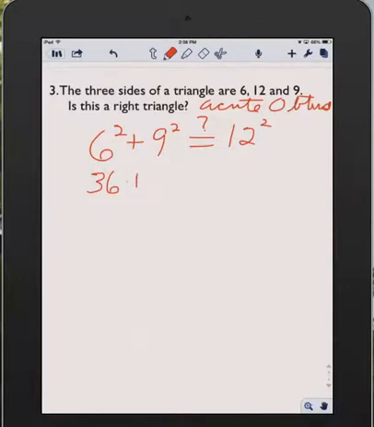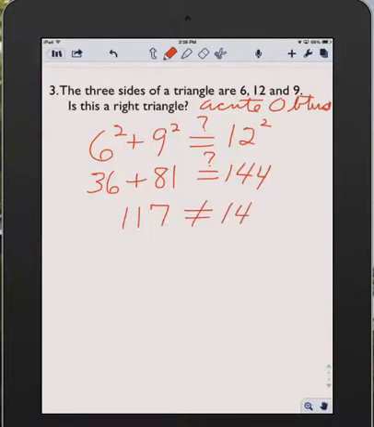36 plus 81. Does that equal 144? 36 plus 81 is equal to 117. That obviously does not equal 144. So it's not a right triangle.